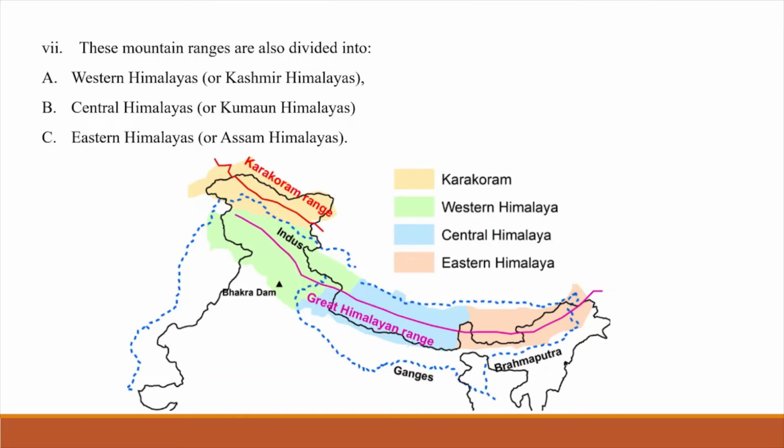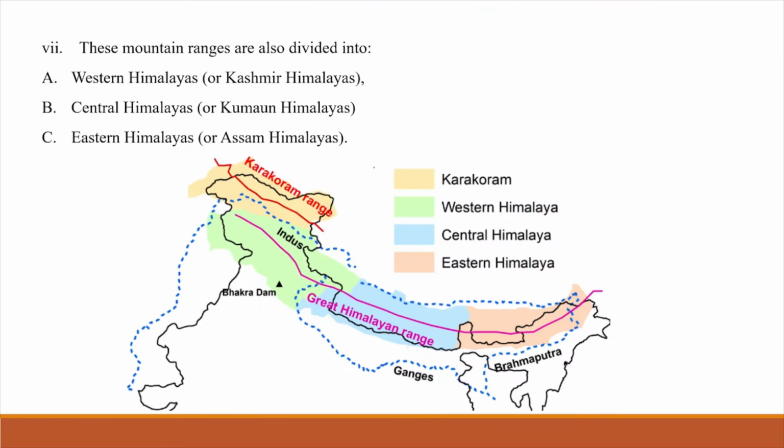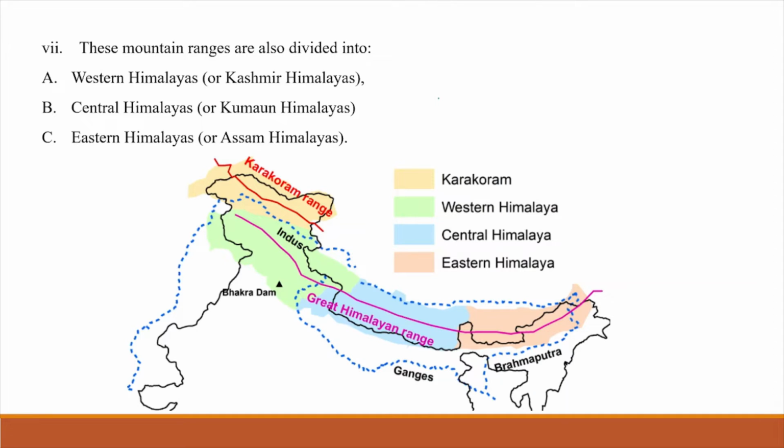Now there's another way to divide the Himalayas, not only based on the age or the time they were formed, but also based on the location. So this was the division of the Himalayas based on the time they were formed. And these are parallel to each other. You know what parallel ranges are, right? So they are parallel ranges.